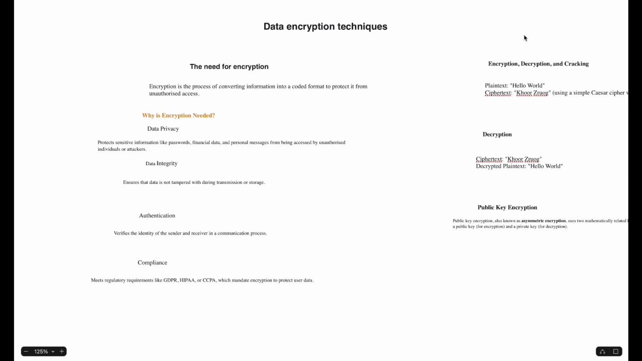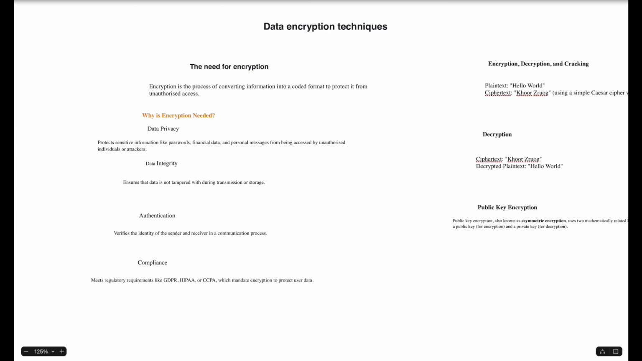And at last we have the compliance. So this meets regulatory requirements like GDPR, HIPAA, or CCPA. So they mandate encryption to protect user data. Those are the platforms and services that handle sensitive user data and they are required to meet regulatory standards such as GDPR. So this is referring to General Data Protection Regulations and HIPAA.